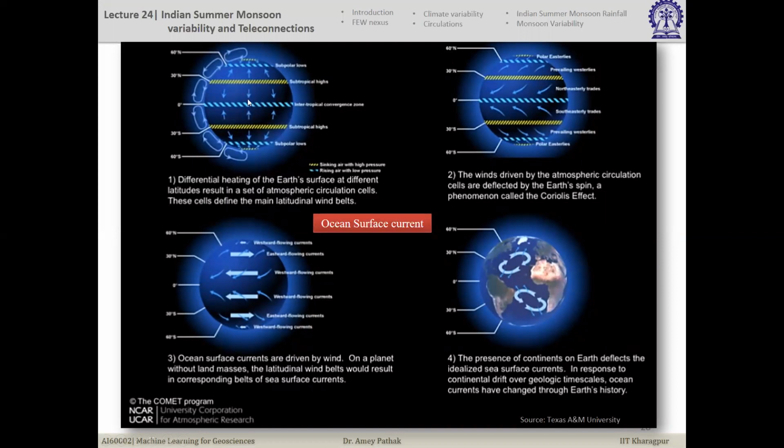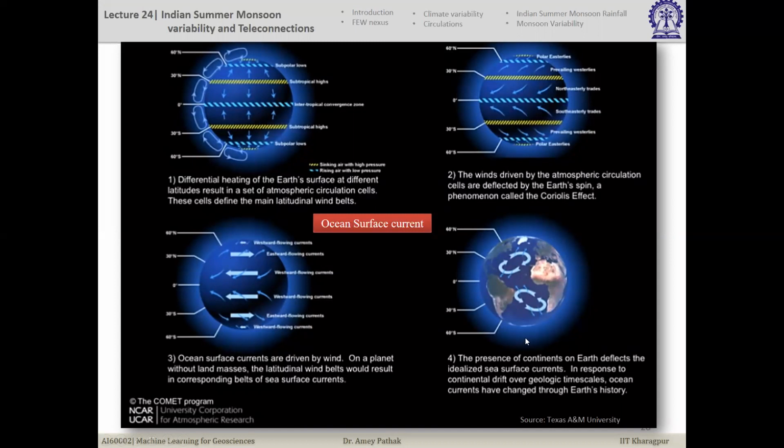As I said, because of the differential heating of the Earth's surface at different latitudes, there result certain atmospheric circulation cells. These cells define the main latitudinal wind belts, and because of the Coriolis force, there will be different trade winds. So this is the northeasterly trade winds because of the deflection in the northern latitude. Similarly, here we have southeasterly, prevailing westerlies and polar easterlies. These winds are driven by the atmospheric circulation and are deflected by the earth's spin, and this is known as the Coriolis effect.